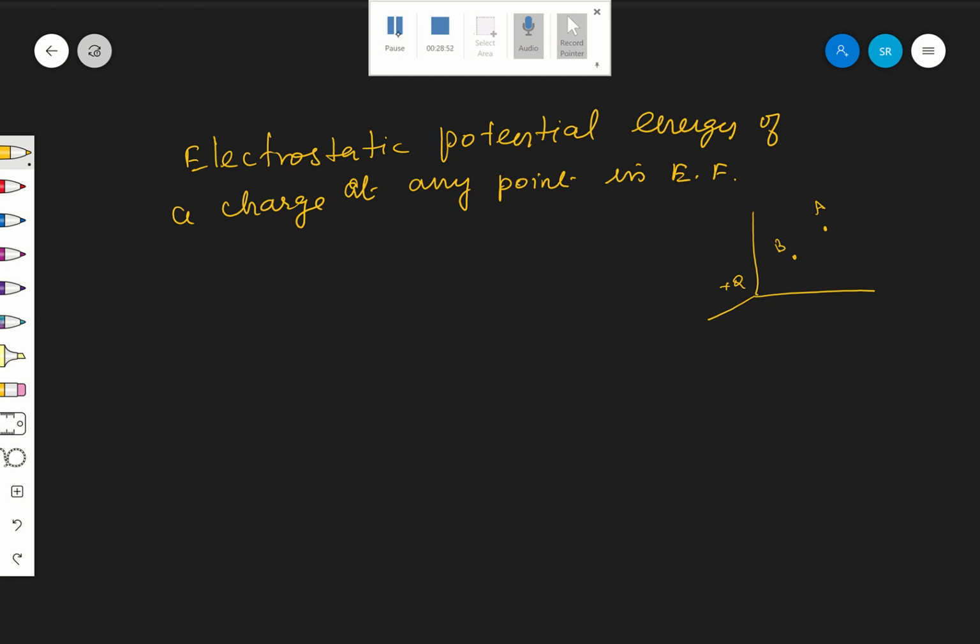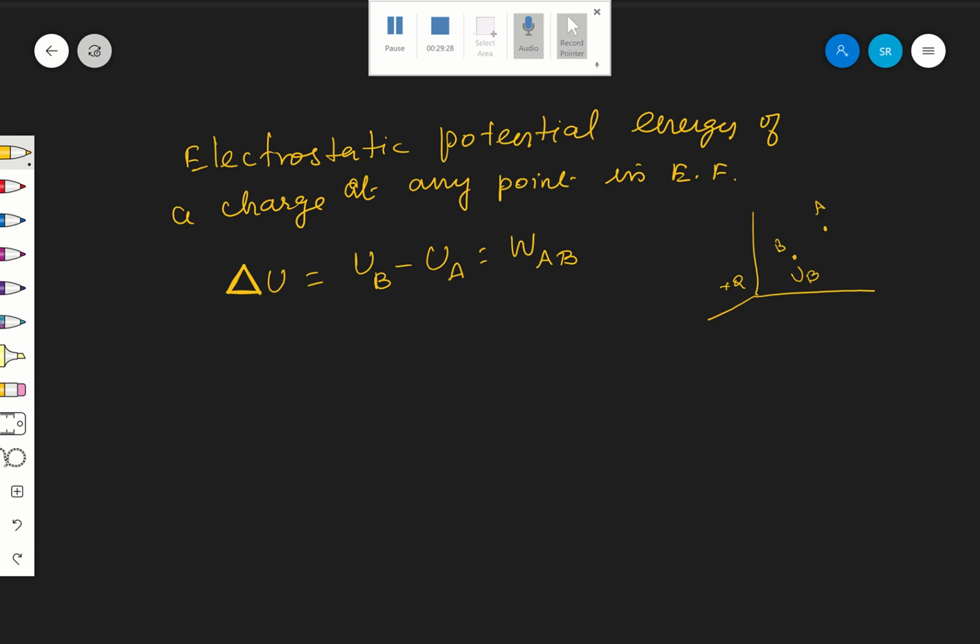The delta U here, the potential energy difference, we have just seen, is equal to UB minus UA. That is nothing but the work done in moving the test charge from A to B. That gives you the potential energy difference of the charge between the points A and B. But what I want is to find out the electrostatic potential energy of the charge Q naught at B.